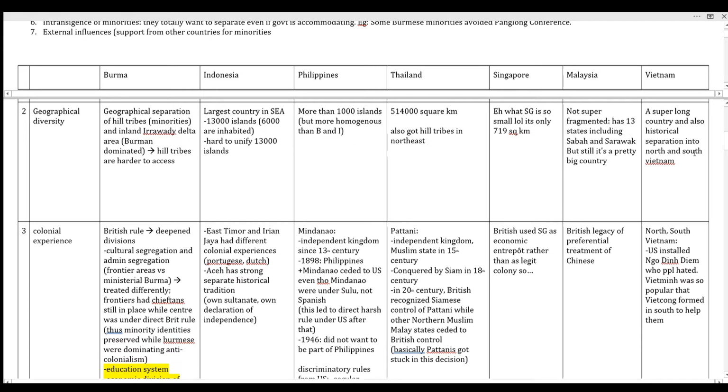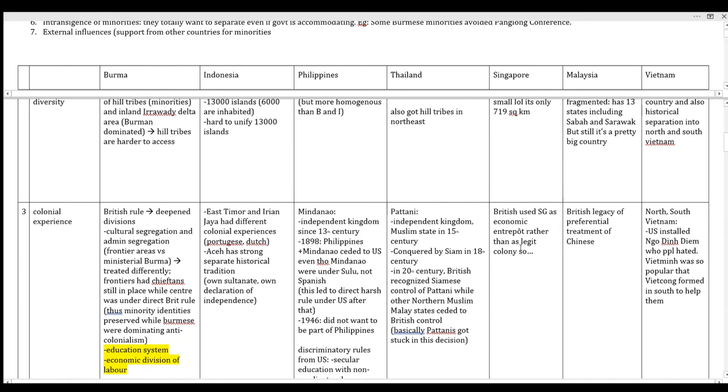If you look at it on a map, it just looks like it's been stretched out around Thailand and Cambodia and all that. So it is long, that is one thing for sure. And there's also a historical separation that happened in the past due to the Vietnam War. Although I hope it is not too separated, because unlike Korea, Vietnam managed to get together. So I guess they're okay, hopefully. Right, so that's geographical diversity.